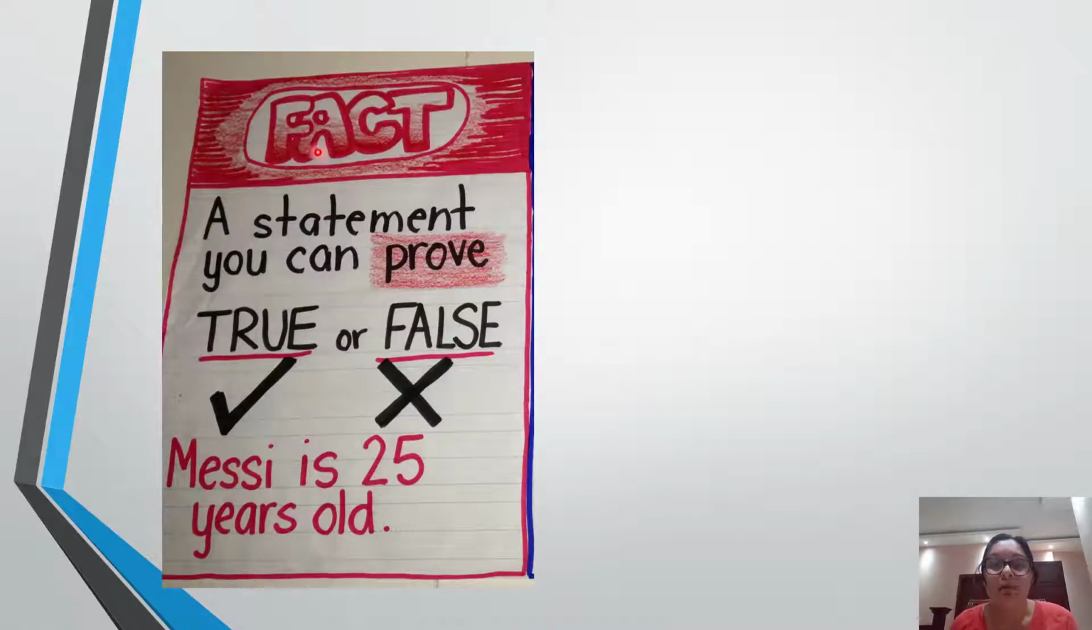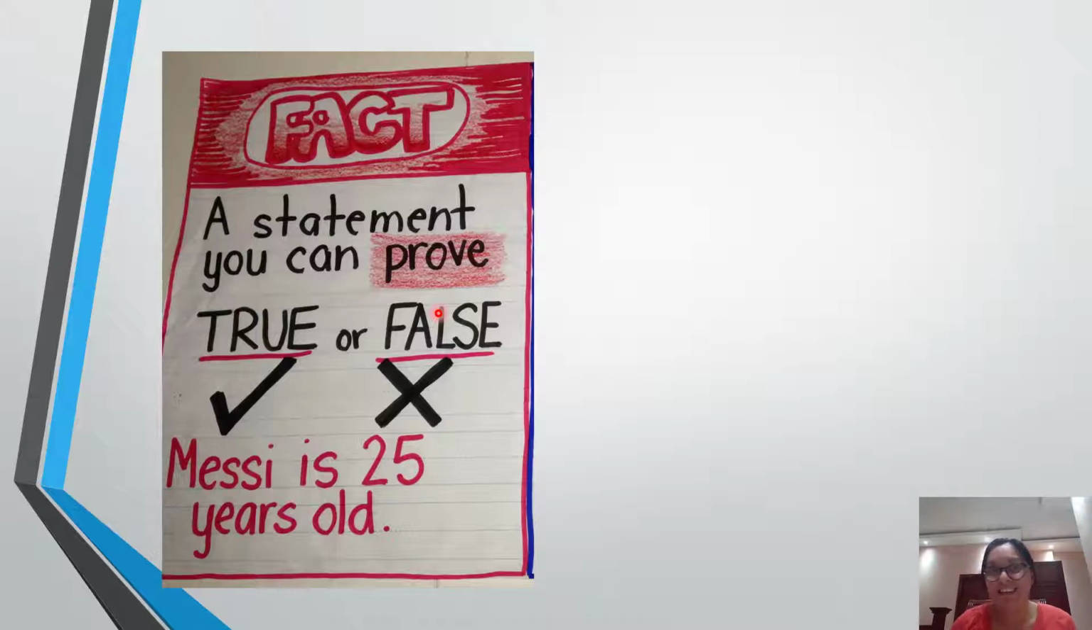So when we talk about a fact, we talk about a statement that you can prove, and that statement of fact can be true or can be false. For example, here we have a sentence, Messi is 25 years old. This fact can be true or can be false. You can prove it. How can you prove that Messi is 25 years old?